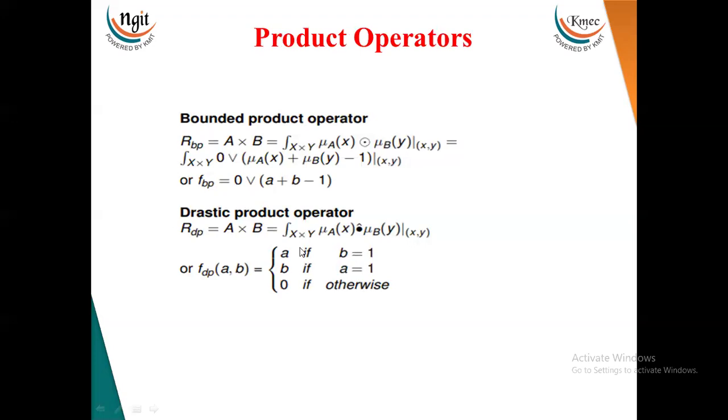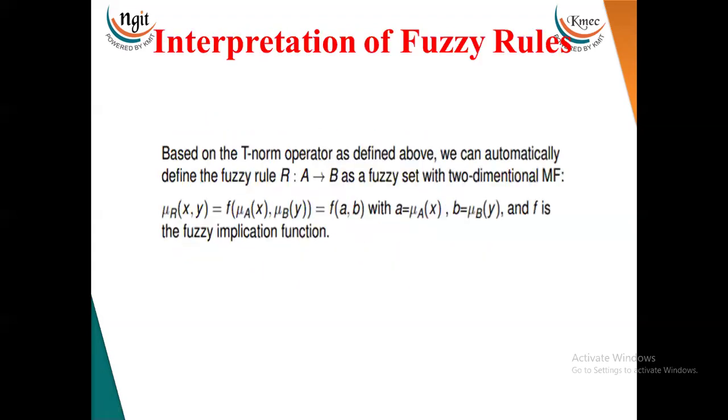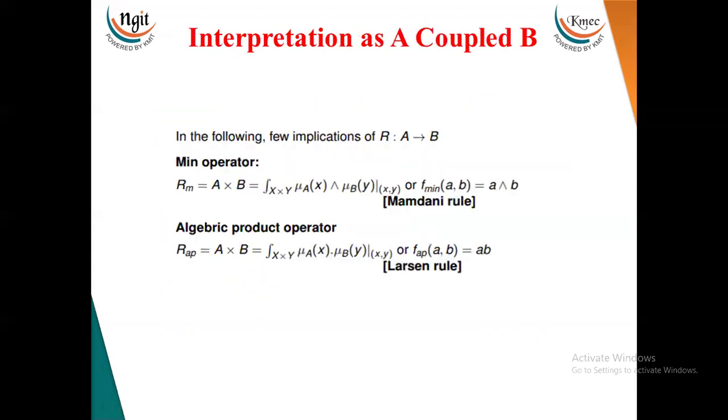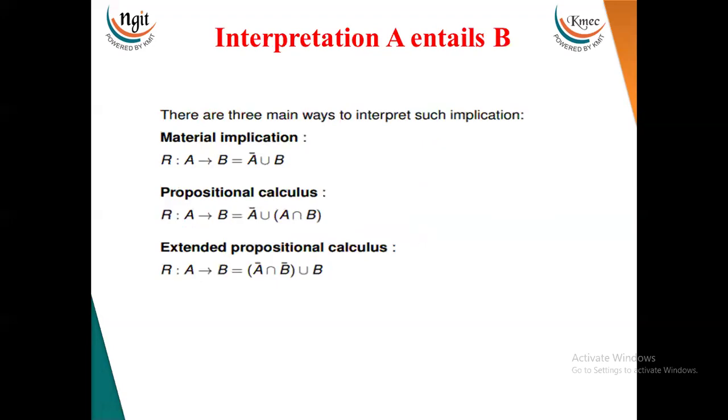Then the drastic product, as I said, you have to go for this particular one. This is the symbol for drastic: A if B equals 1, B if A equals 1, 0 otherwise. So these you can use. These t-norm operators can be mentioned for the interpretation of the operators.